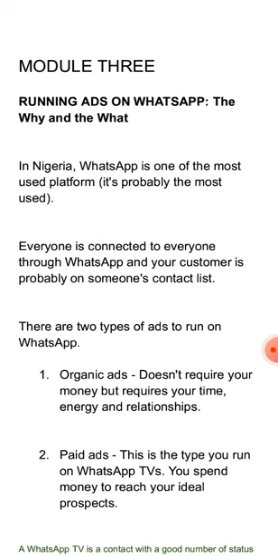there are two types of ads to run on WhatsApp. In short, there are two types of ads to run in this world, and they are organic ads and paid ads. Now organic ads are ads you don't need to pay money for. It's natural. You still pay, of course, but you pay with your time, you pay with your energy. You give it your all.